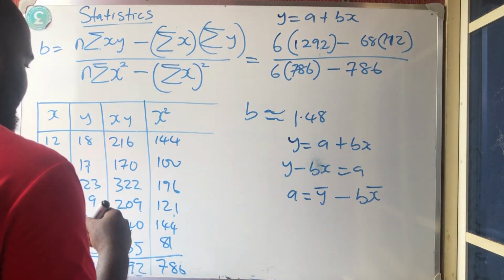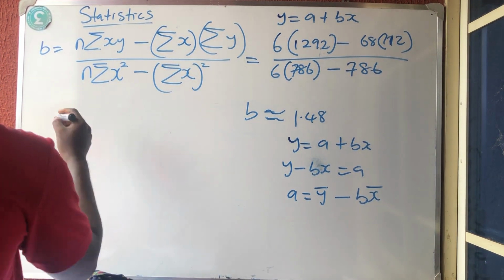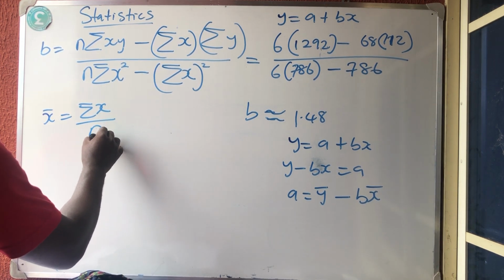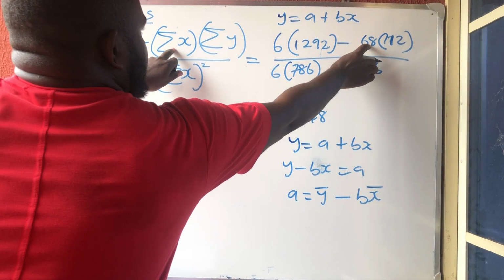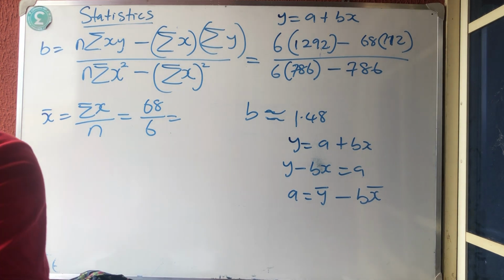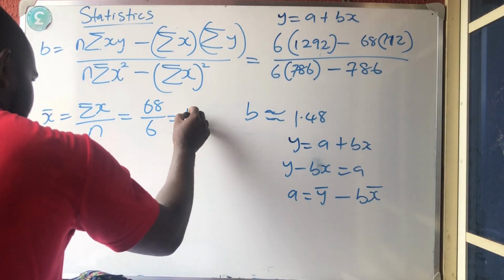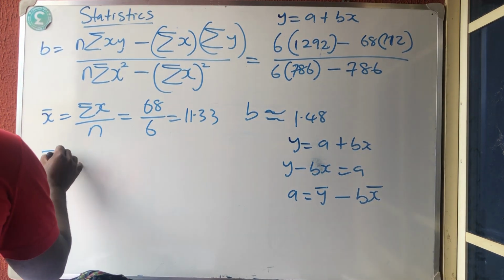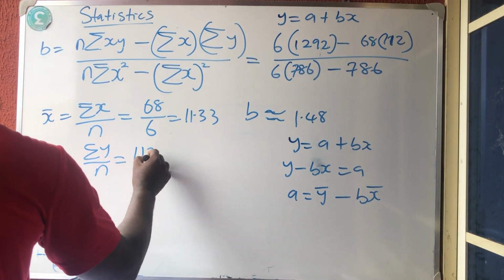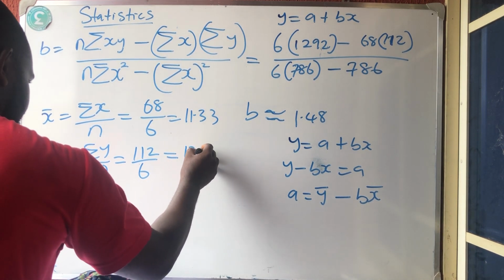Okay, my x bar, now permit me to clean here because I'm done with this. My x bar is simply summation of that x divided by the number they are. So summation x gave me 68. So 68 divided by, they are 6 in number, which will give me 11.33. So my y bar will now be what? Summation y all over n, which is what? 112 all over 6, which will give me 18.68.